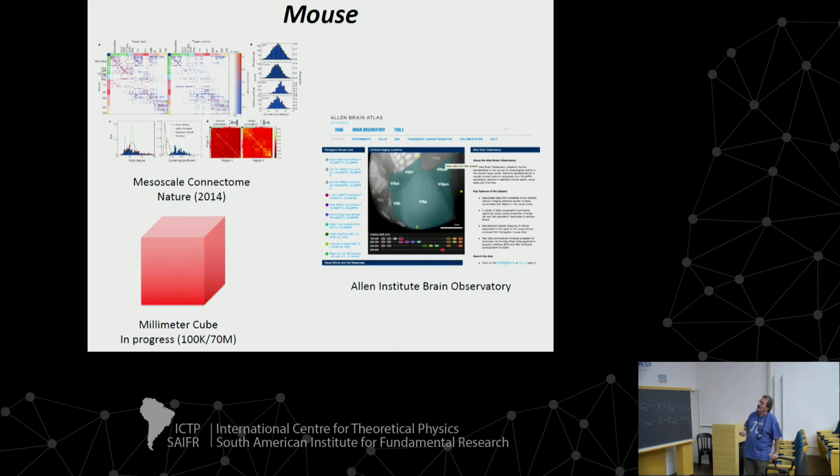For the mouse as well, you have a mesoscale connectome, not a full connectome, but a mesoscale. So they lump lots of areas into larger areas, and they connect those areas. This is being done by the Allen Institute, which is based in Seattle. Allen Institute was founded by Paul Allen. I'm not doing any propaganda, but it's one of the private institutes that is investing money into neuroscience research these days, and they are making all the information available for researchers, for theoreticians to model.